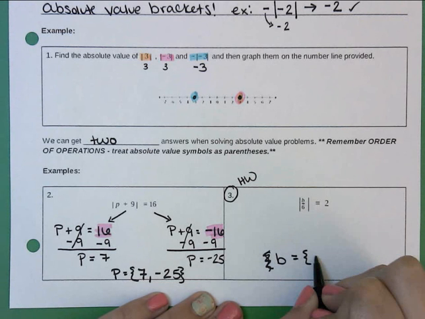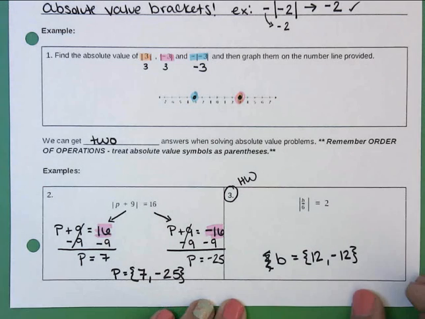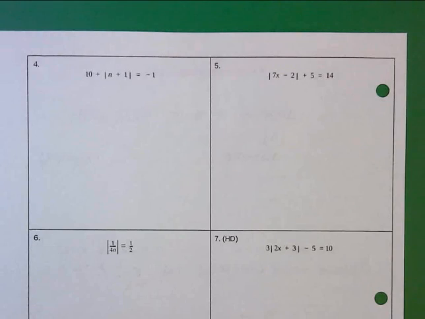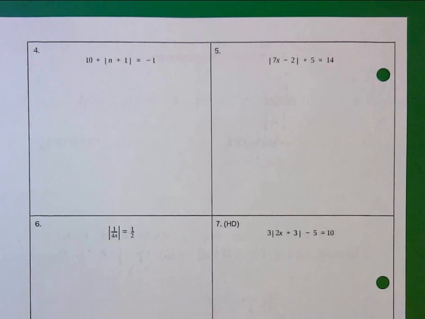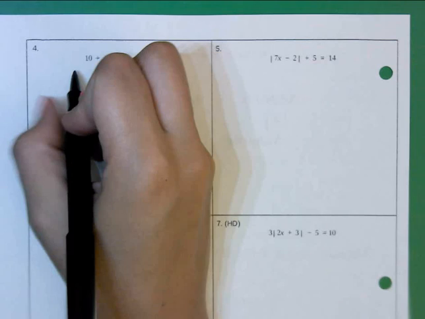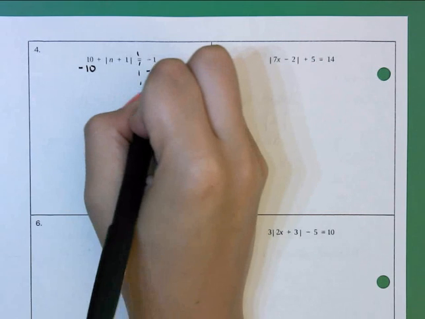Sometimes we'll see something outside of the absolute value sign, and we need to eliminate that first. So if I look at problem 4, I'm going to subtract 10 from both sides, which would leave me with the absolute value of n plus 1 equals negative 11. Now I hope somebody figured out that this isn't possible, so here I would have no solution.